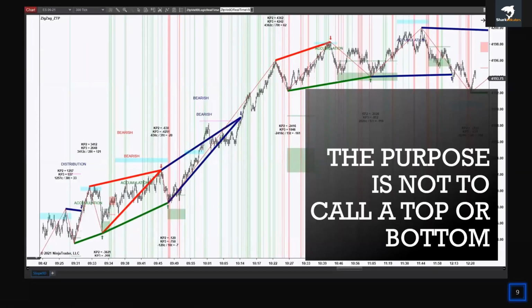And the purpose of this template is not to call a top or a bottom. I want to be perfectly clear about that. We're not going to try to do that. Sometimes it will do that, but what it's trying to tell you is the trend. In this chart, we start with an accumulation divergence buy signal back here, basically right after the open, and the template quickly goes green.